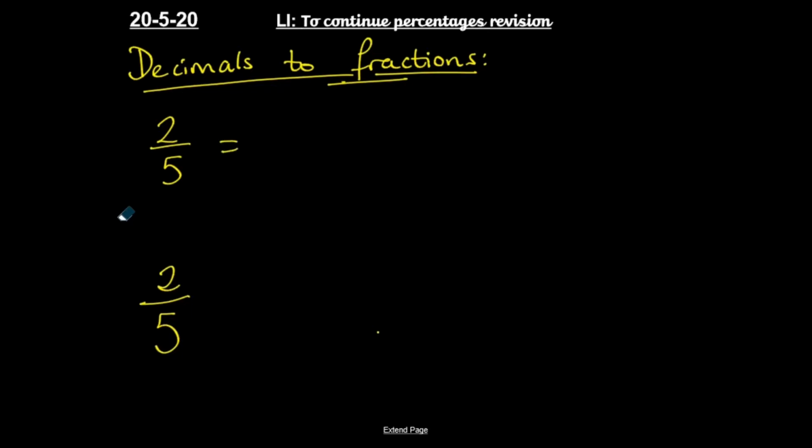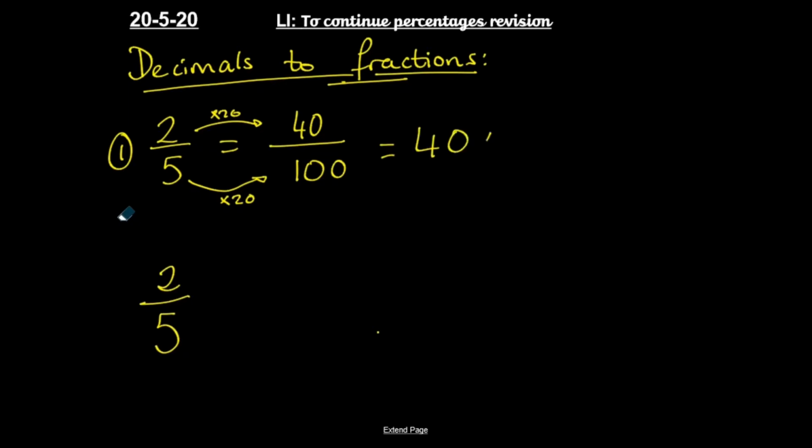Okay, the first method, method number 1, is to make the denominator 100. So 5 to get to 100. What do I times 5 by to get to 100? I multiply by 20. Whatever I do to the bottom, I must do to the top, and vice versa. So if I multiply the numerator by 20, that gives me 40. 40 over 100 is equal to 40%. Okay, 40%. And there we go.